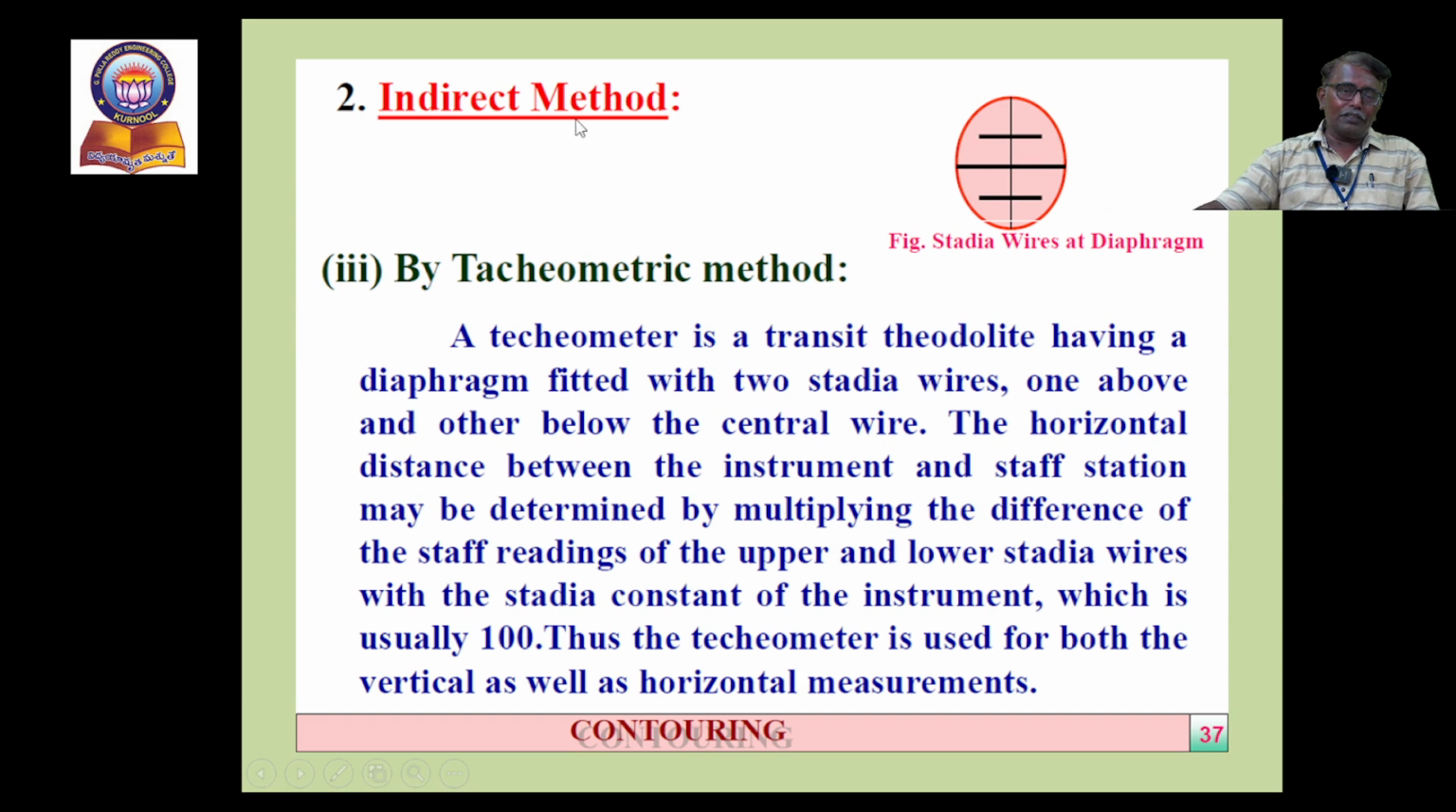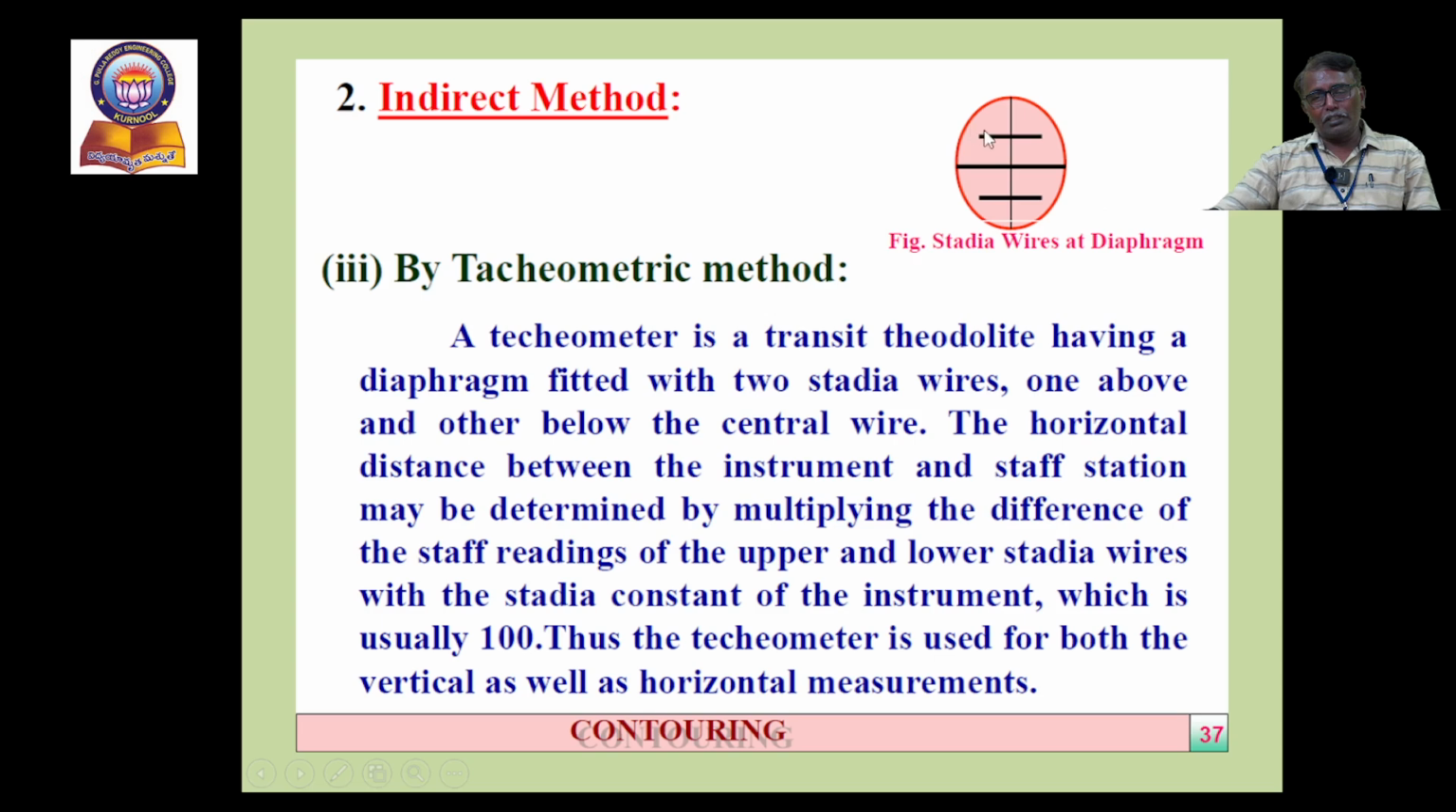Another indirect method is called the tachymetric method. A tachymeter is a transit theodolite having a diaphragm fitted with two stadia wires, one above and the other below the central wire. The horizontal distance between the instrument and staff stations may be determined by multiplying the difference of the staff readings of the upper and lower stadia wires with the stadia constant of the instrument, which is usually 100. Thus the tachymeter is used for both vertical as well as horizontal measurement.